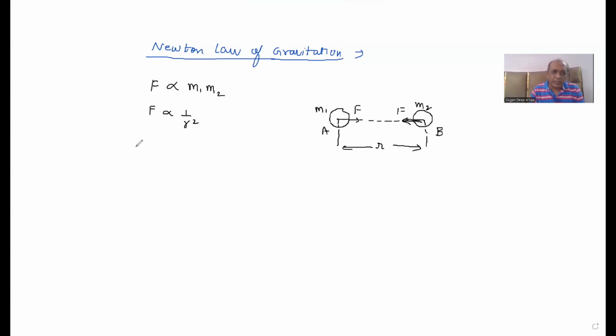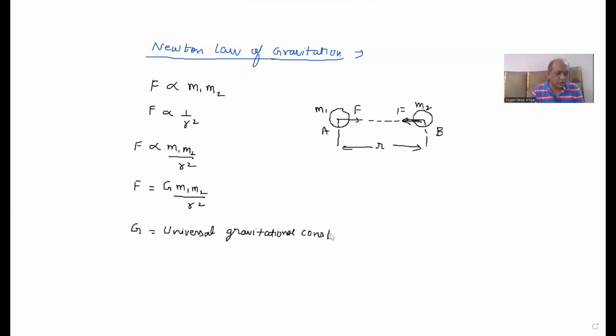So if I combine these two quantities, F is directly proportional to m1 m2 divided by r square, or we can say that F is equal to G m1 m2 divided by r square. Here capital G is the constant of proportionality and is called the universal gravitational constant.